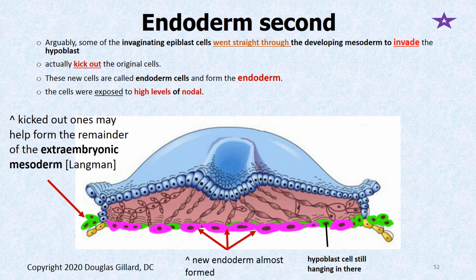So if they got a high enough dose of nodal, cells exposed to high levels of nodal go through the mesoderm layer, and they start kicking out these green cells, and those were our friends, the hypoblast cells. Remember, we said way back when we were talking about forming the extraembryonic mesoderm that possibly cells from the primitive streak formation were going to be involved in that. So that might kind of finish off the extraembryonic mesoderm formation.